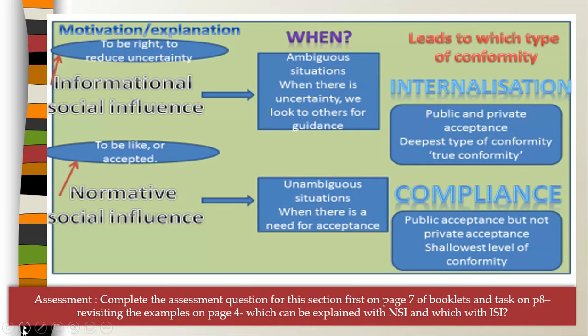So informational social influence is to be correct. Normative social influence is to be liked. There's different reasons why they happen. ISI is more likely to lead to internalization, and NSI is more likely to lead to compliance. So you can use this information to fill in page 7 and 8 in your booklet.